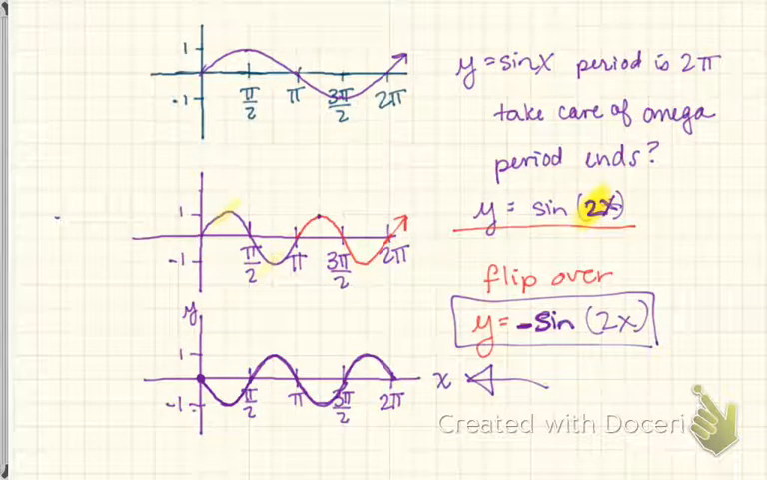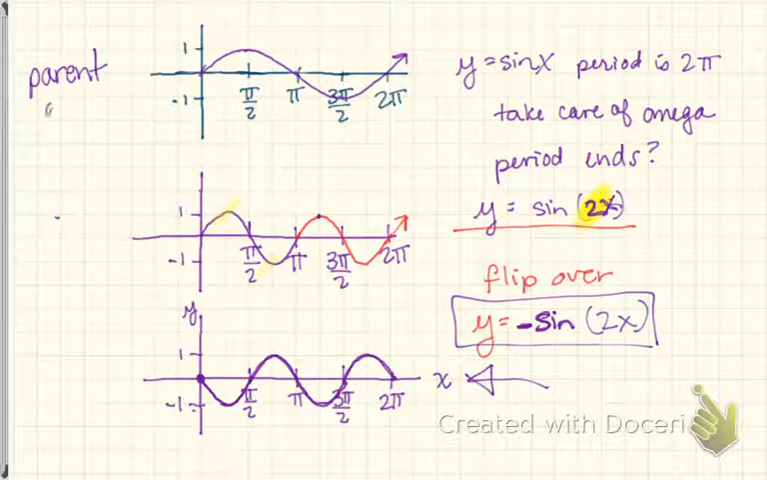So when you do your homework, I want to see you step through each and every step. So for instance, for this one, we take care of sine x, the parent. This is called the parent graph. And then you take care of omega, if you have one. And then the very last step should always be flipping it over.